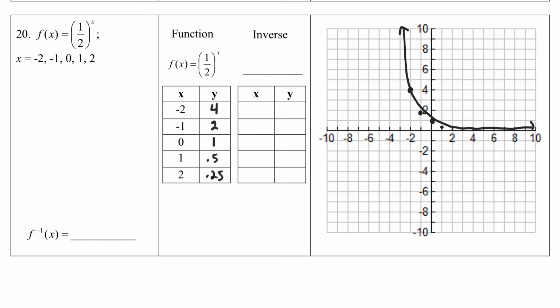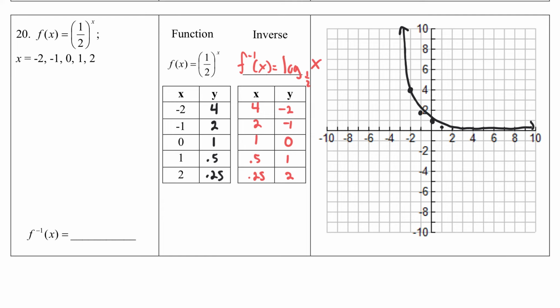So now we're going to graph the inverse. So remember, in the inverse, you're switching the x and y axis. So you have 4, 2, 1, 0.5, 0.25, and then we have negative 2, negative 1, 0, 1, 2. And we know that it's going to be log, and the base is 1/2, and it's going to be x. So let me graph that.